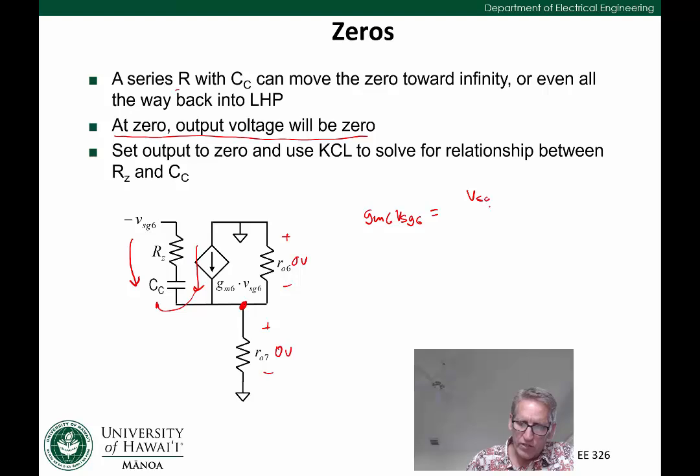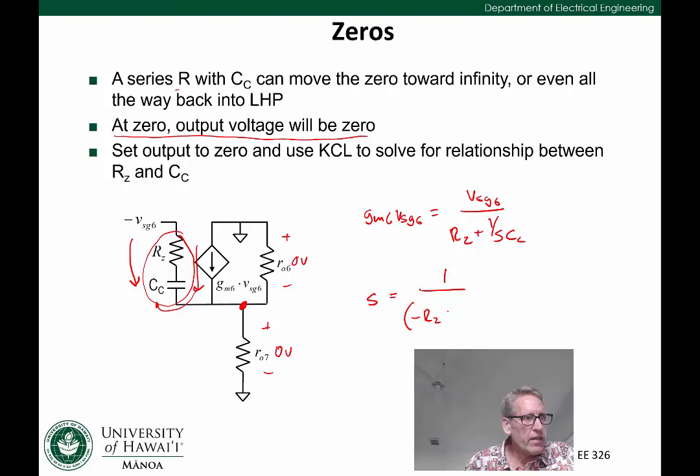I'll just call that VSG6 over the series impedance here, which would be RZ plus 1 over SCC. So now if I solve for S, I can find that S is equal to 1 over minus RZ plus 1 over GM6 times CC.